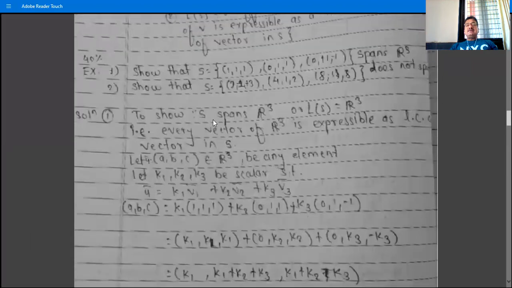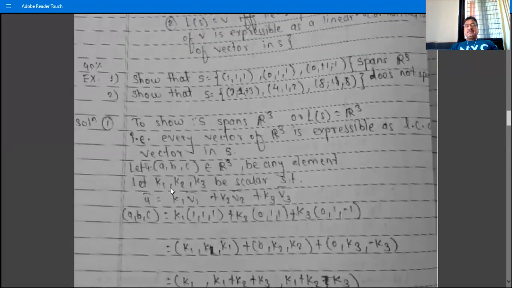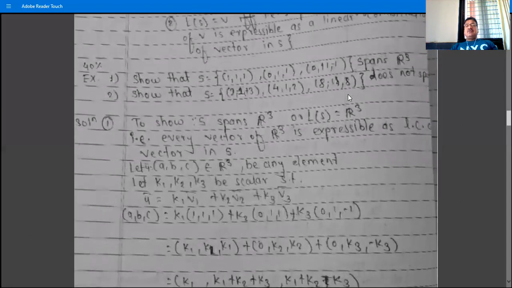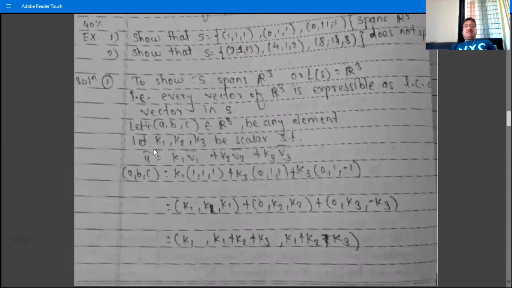So here in this example number 1, we have to show this vector U bar, ABC, belongs to R3, as a vector of R3, is expressed as a linear combination of these three vectors of S. So what is the procedure? This is the topic, repetition of topic, linear combination. We have to express a vector as a linear combination of the given three vectors or two vectors. Here we have to express this U bar as a linear combination of V1, V2, Vn.